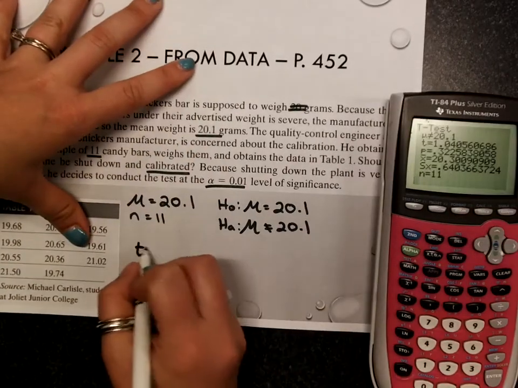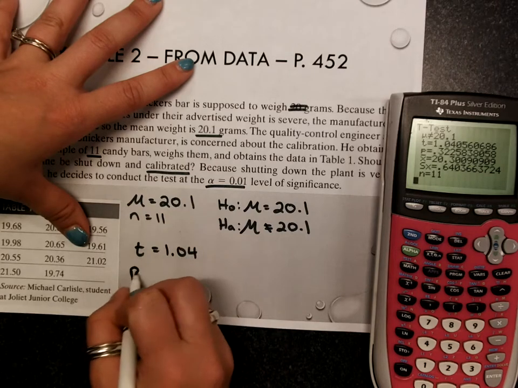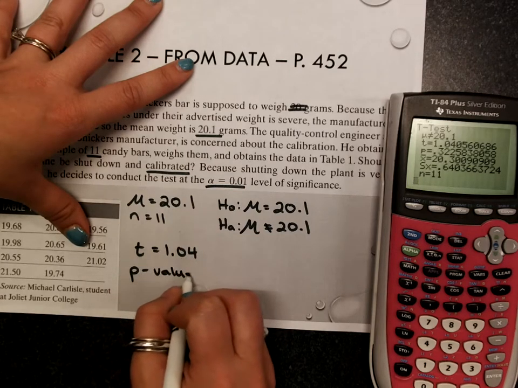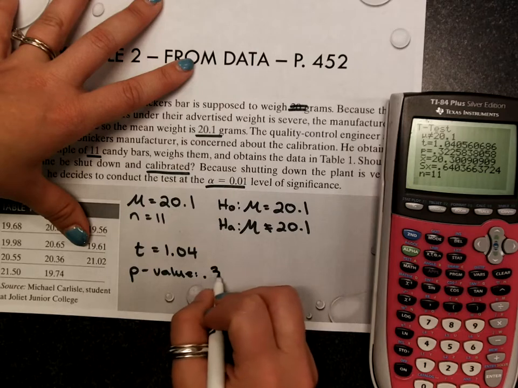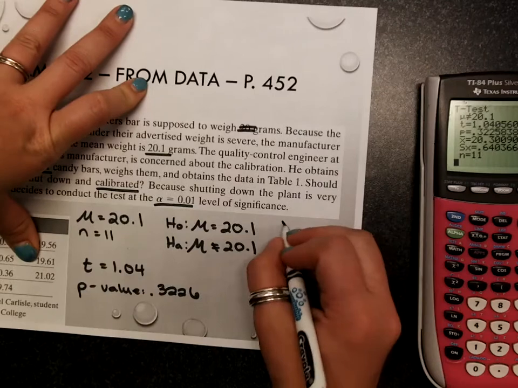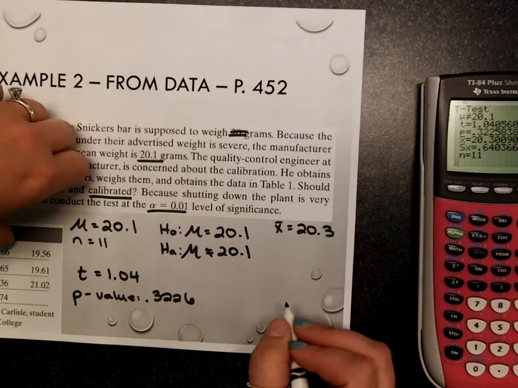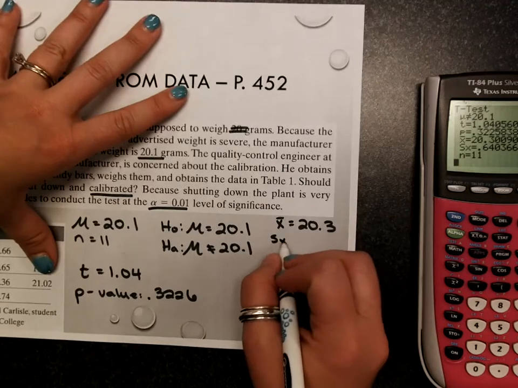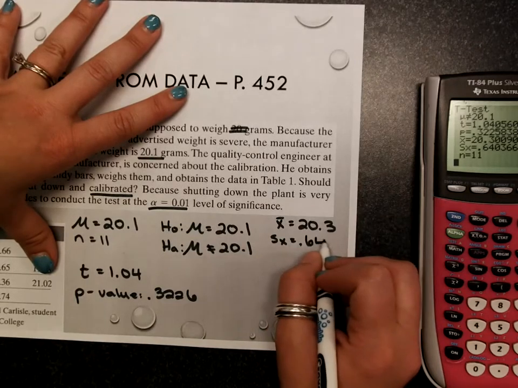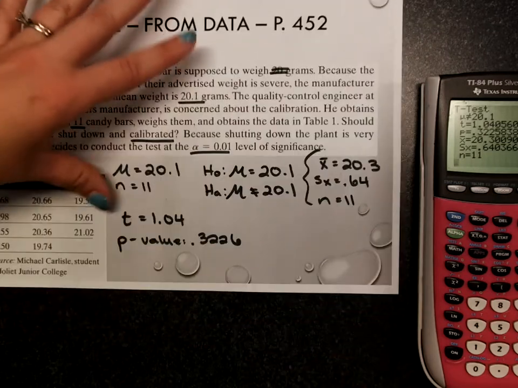So it tells you your t-score, 1.04, the number we care about, the p-value, 0.3226. It tells you x-bar. I don't think they'll ask for it, but it gives you the average for the set of data, and it tells you s of x, 0.64, and it tells you the sample size, which you don't really need because it did it all for you.